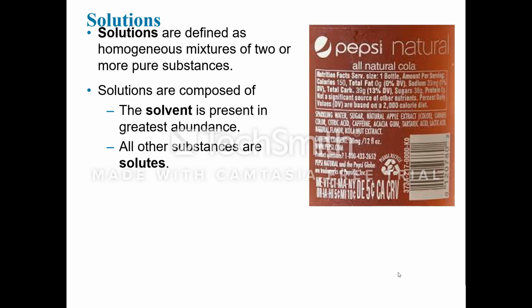So if you remember from chapter 1, a homogeneous mixture is the same throughout. A solution is composed of a solvent and a solute. The solvent is the substance in greater abundance, and the solute is a component in a mixture in a lesser extent. An example, let's say we have some salt water.